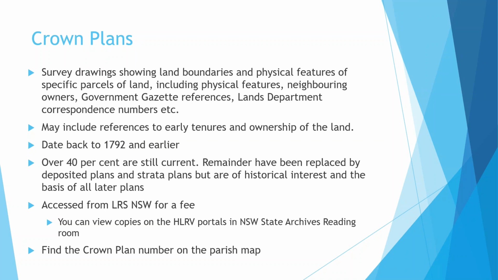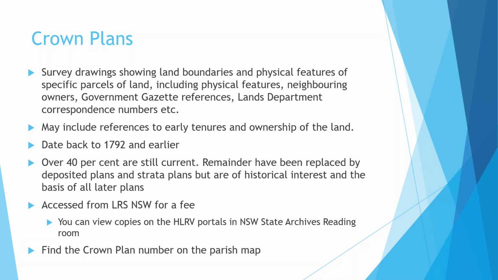We're just going to think about Crown plans very quickly. So Crown plans are like portion plans. They show land boundaries, physical features of specific blocks of land. They might give you the neighbours' names, references to government gazettes, Lands Department correspondence numbers and things like that. They might refer you back to earlier tenures and earlier ownership. They go back to 1792, so they're quite old. And there's still about 40% of the Crown plans that were created that are still current. The rest of them have now been replaced by deposited plans.